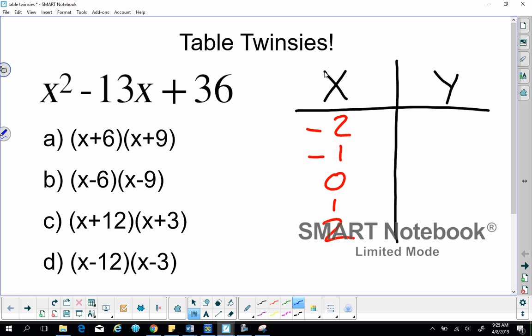Who can help me fill in the table? What's -2? What is it? 66. What about -1? 50. 0? 1. 2.